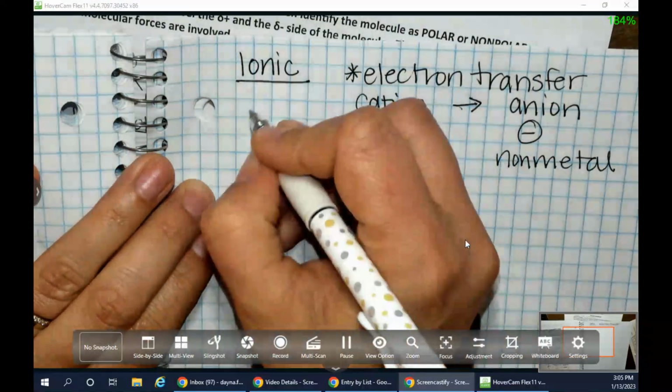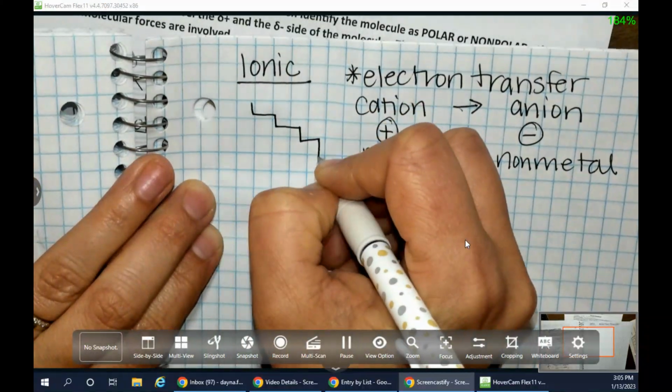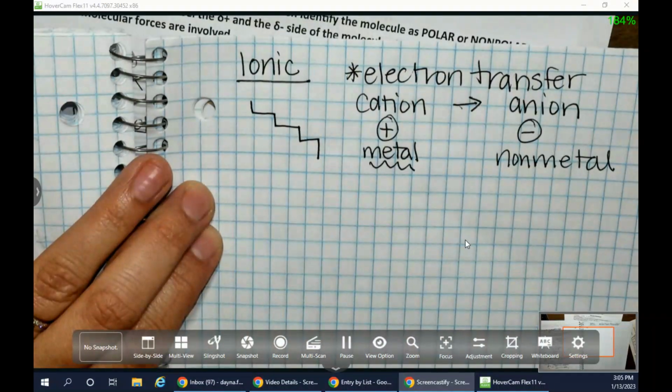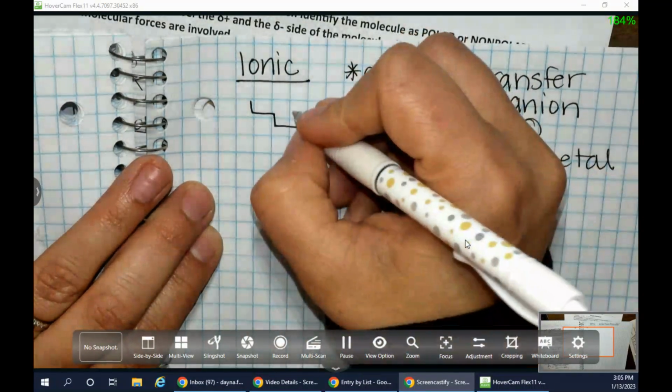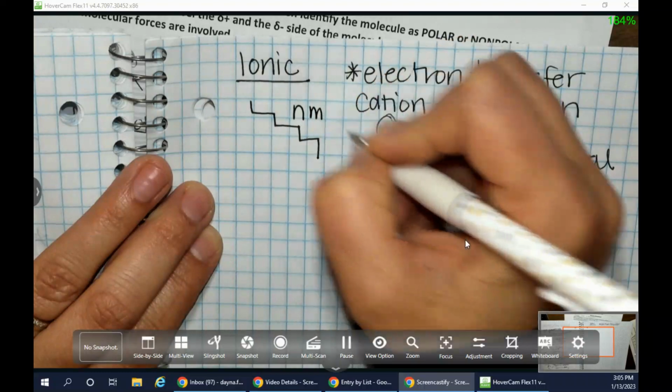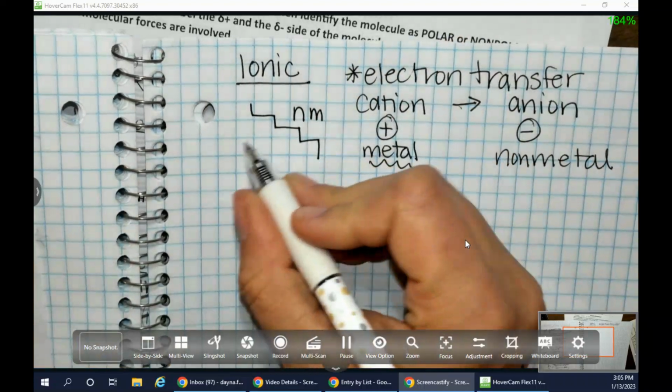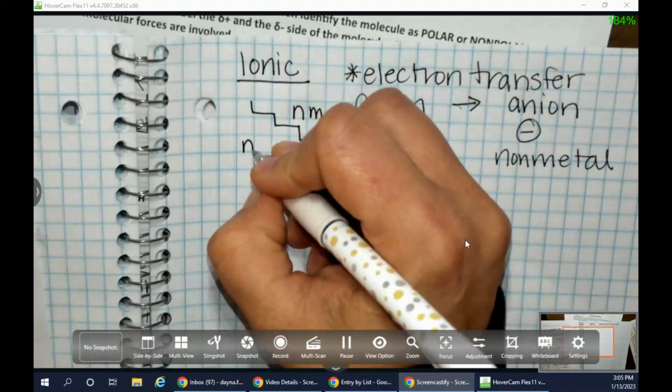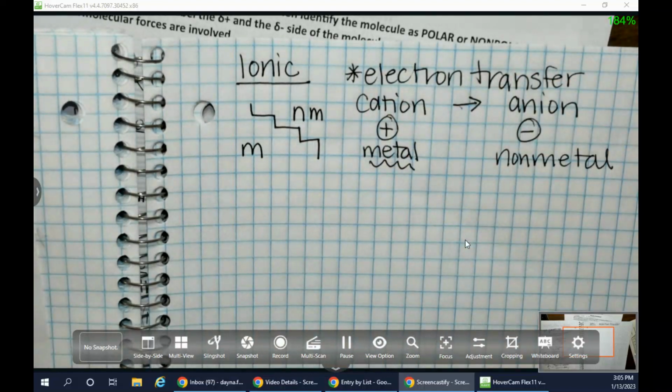So just draw yourself a little reminder that you're looking for that stair-step line on your periodic table. And to the right of it is all of your nonmetals. And to the left of it are all your metals. Okay.